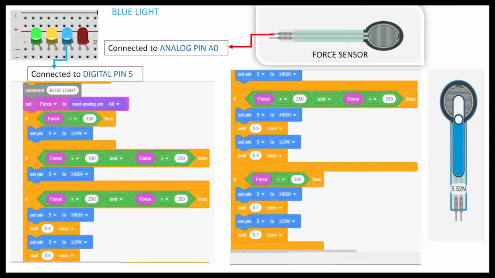Now moving on to the blue light, which is connected to the digital pin 5, and the force sensor corresponding to the blue light is connected to the analog pin A0. It is an analog sensor. The force sensor sends analog signals unlike the other sensors we have deployed, and I have created a variable force which is equal to the reading obtained from the force sensor. If the force reading is less than 100, then the light will stay off. But if the reading is within 100 to 250, then it will just glow up. If the reading is within 250 to 350, then it will start blinking. And if it is over 350, which corresponds to 5 newtons, it will start blinking with an even higher rate.